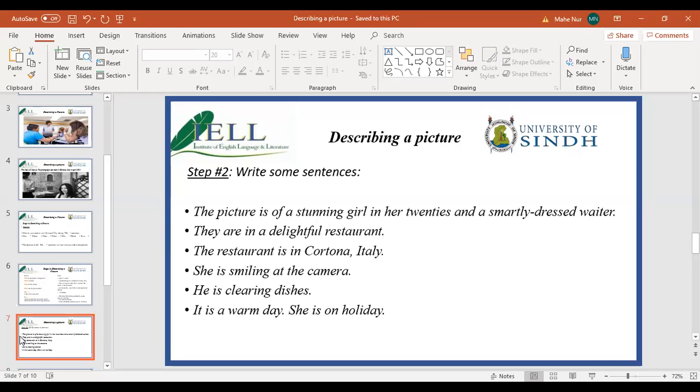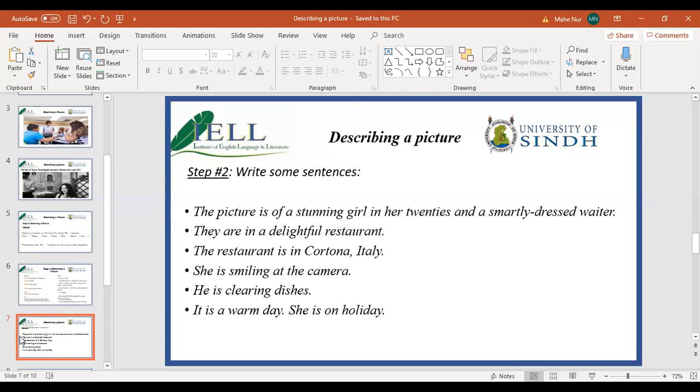Add some adjectives there, make some disjointed sentences where you have all of your data, what you are going to write. So here it is for that photograph. The picture is of a stunning girl. See how it is starting. The picture is of a stunning girl in her 20s and a smartly dressed waiter.